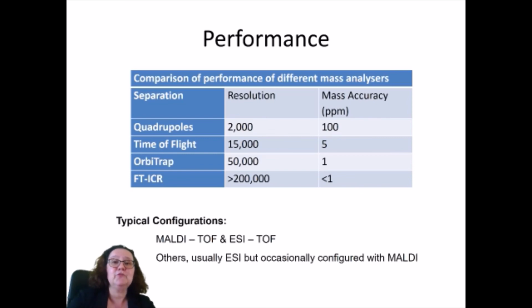Most instruments to perform mass spectrometry of proteins or biomolecules will be a MALDI-TOF, so a MALDI ion source and a time of flight as analyzer, or an ESI-TOF, electrospray ionization as ion source, and TOF as the analyzer. There are other combinations that typically are linked to an ESI as an ion source. But MALDI-TOF and ESI-TOF are definitely the most common ones at the moment.